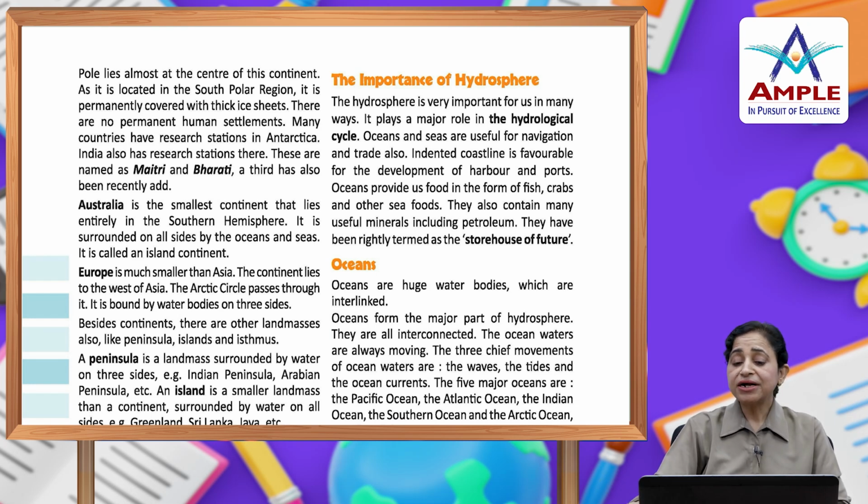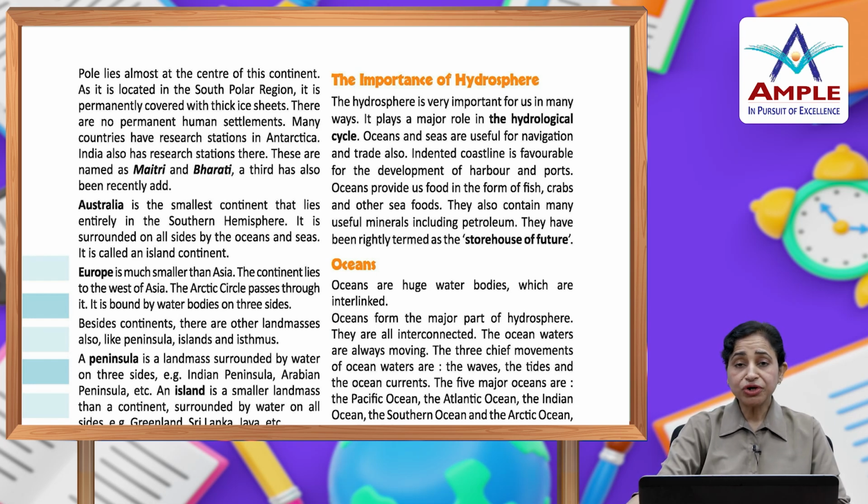Oceans provide us food in the form of fish, crabs and other sea foods. तो हमें इन जो एनिमल क्रिएचर्स होते, जो हमारे सी क्रिएचर्स होते हैं, जैसे हम फ़िश वगैरह, यहाँ से जो हमारा सी फूड है हमें प्रोवाइड करते हैं हमारे ओशन. And they also contain many useful minerals including petroleum and they have been rightly termed as the storehouse of future.